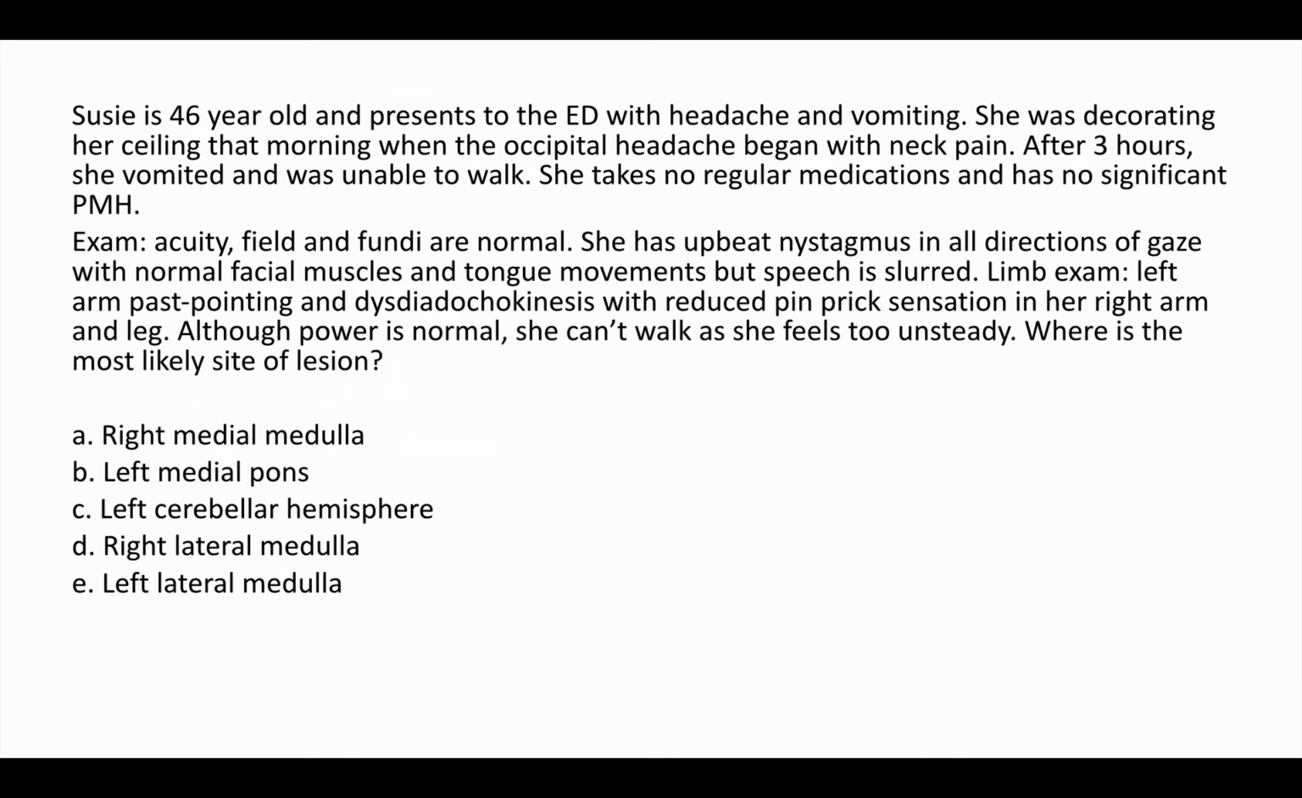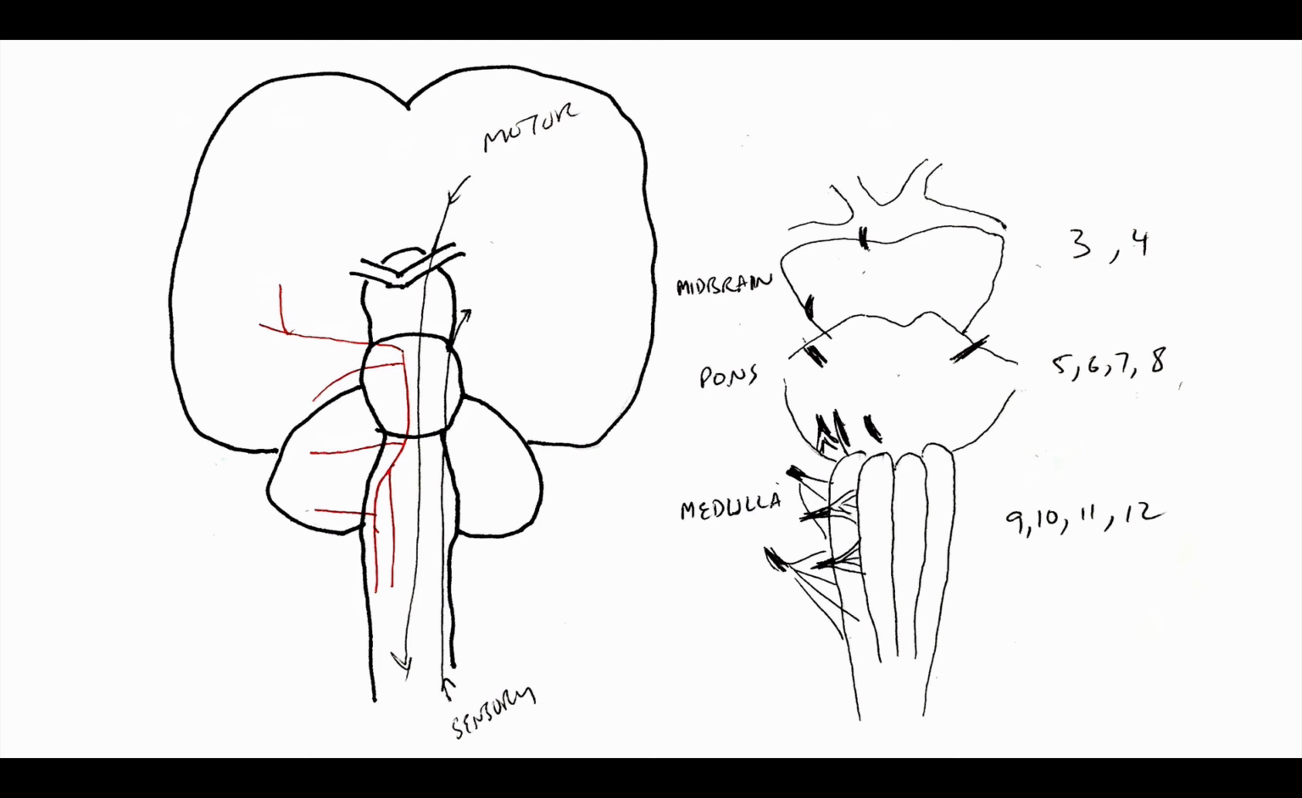Limb examination shows left arm is past pointing and has dysdiadochokinesia with reduced pinprick sensation in her right arm and leg. Although power is normal, she can't walk as she feels too unsteady. Where is the most likely site of the lesion? This is confusing and you need to know the details of neuroanatomy. This is indeed left-sided lateral medullary syndrome.